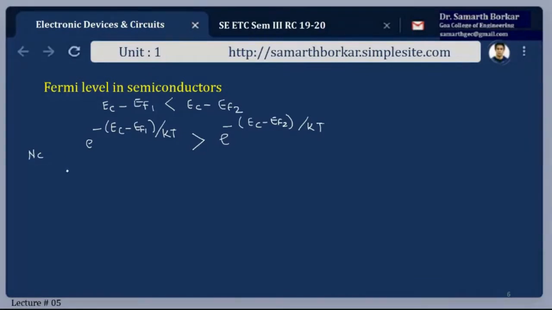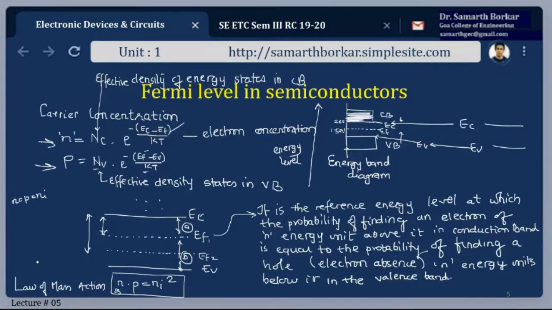So what we can say is that the electron concentration N1 will be greater as compared to N2. So this is the first case. This is the second case. What cases I'm referring to is these cases: case 1A, case 2B. Fine.